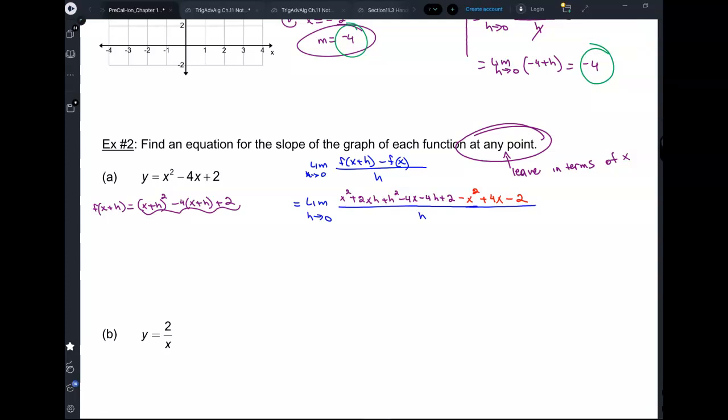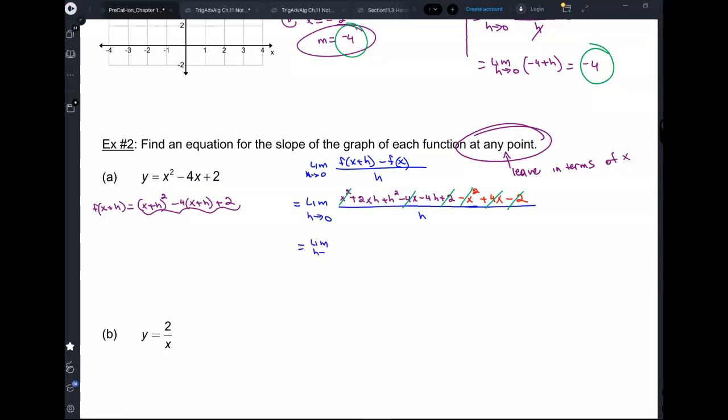All of these things should go away. So x squared, negative x squared, minus 4x plus 4x, plus 2 minus 2. Every single time, it's like black magic. That negative f of x is all going to cancel out with something here. Okay? Trust in the math, guys. It's bigger than us. So now, let's see what I have left.